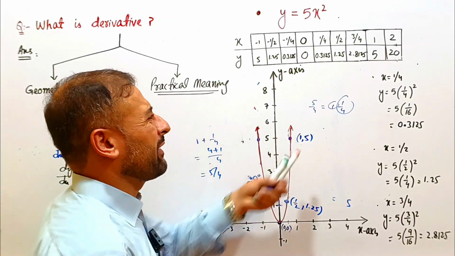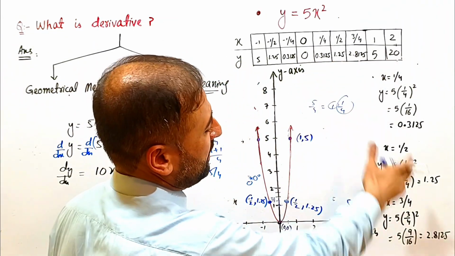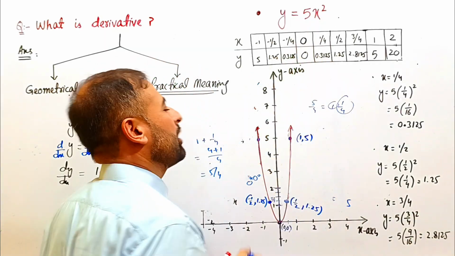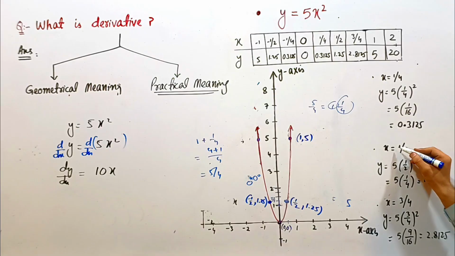I mean, this is the graph. If x is 1, y will be 5. You see, there will be no confusion. These are the putting values. This is a square, an even function. If you put x is equal to 1 by 2, y will be this. If minus 1 by 2, again y will be this.